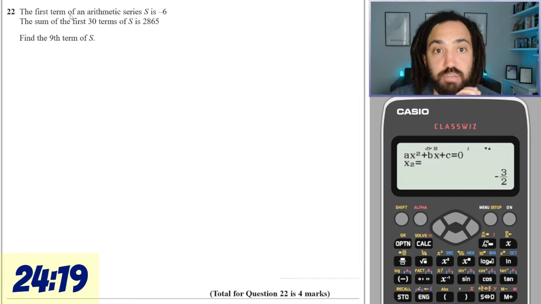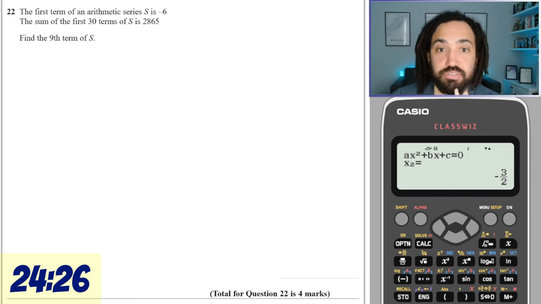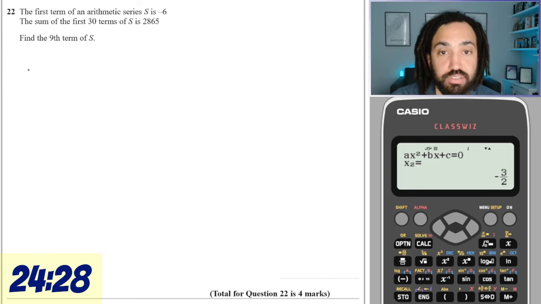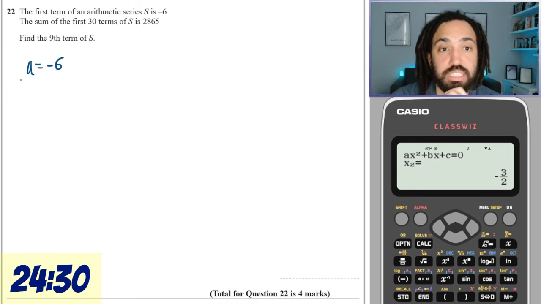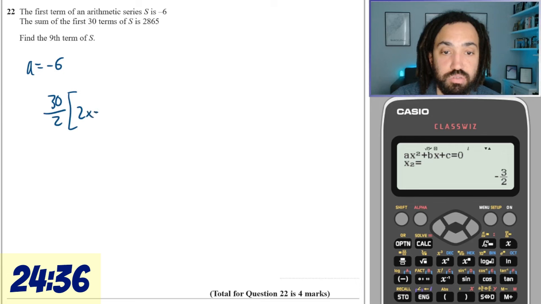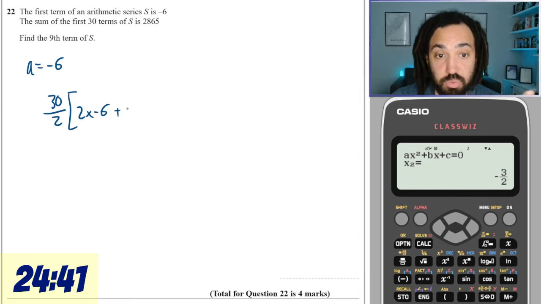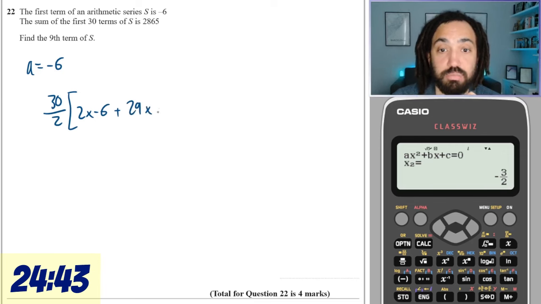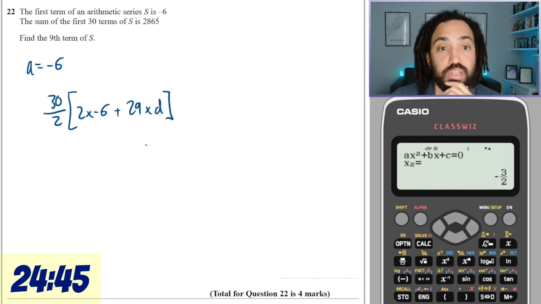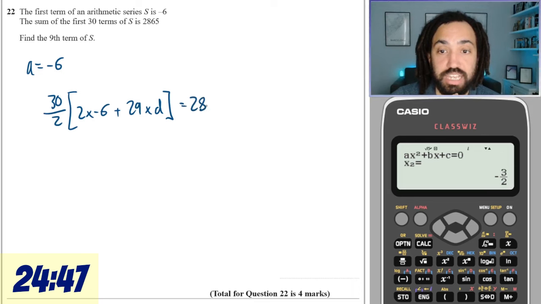The first term of an arithmetic series is this. The sum of the first 30 terms is that. Find the ninth term of the sequence. Okay, so the first term, so a is minus 6. The sum of the first 30 terms, so that's 30 over 2 using the formula: 2 times the first term plus n minus 1, which will be 29, multiplied by the difference. Okay, and that's equal to 2865.